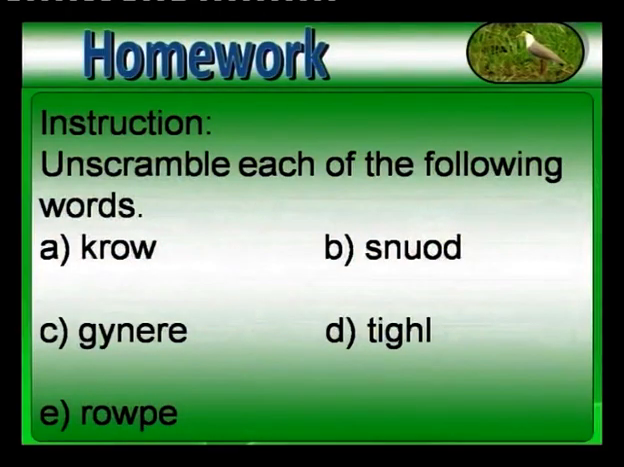Your homework, receiving students and 6C, unscramble each of the following words. So you have 5 words given there. You have to unscramble them. All this energy relates to the previous topic and today's lesson's work that we have done. I'll give you only 1 minute to write those 5 words into your exercise book.